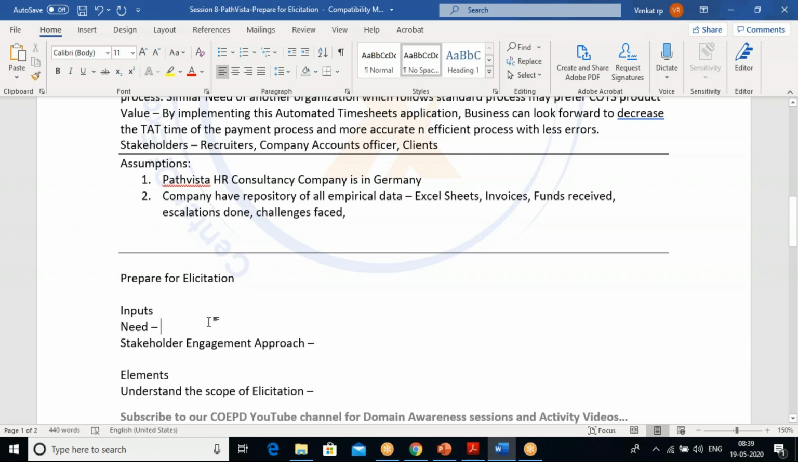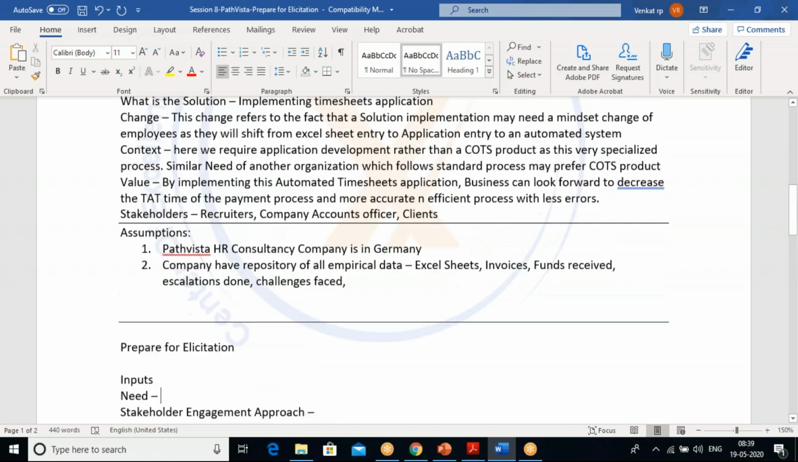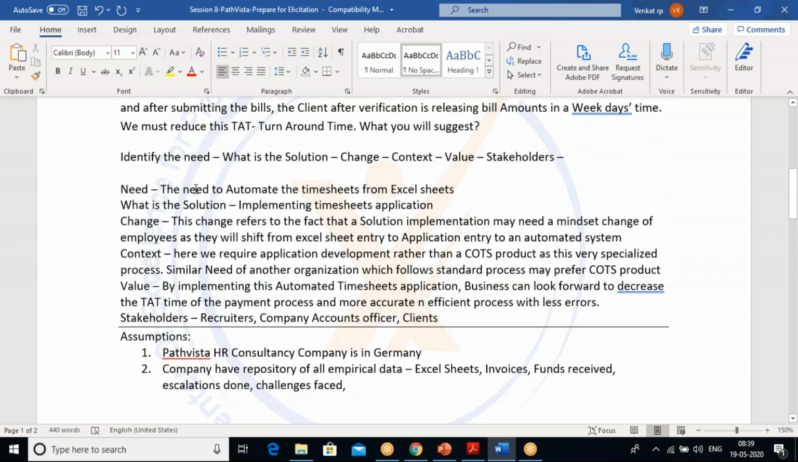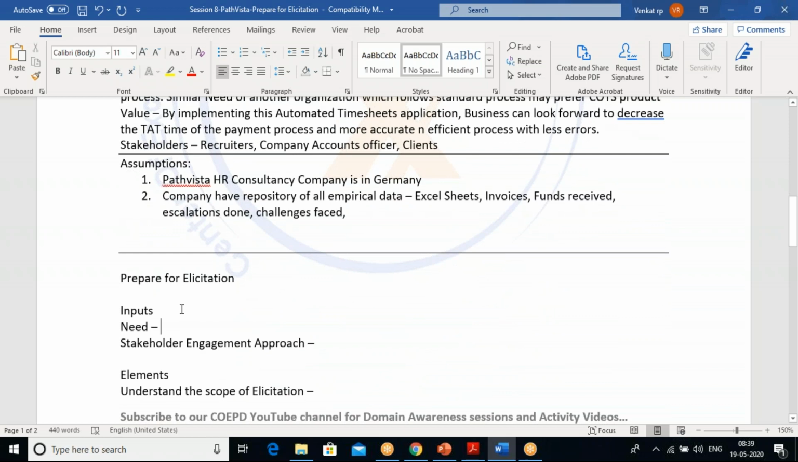The need, we have already identified the need. The need is to automate the timesheets. From the Excel sheets we will come up with a software solution. That is the basic need.